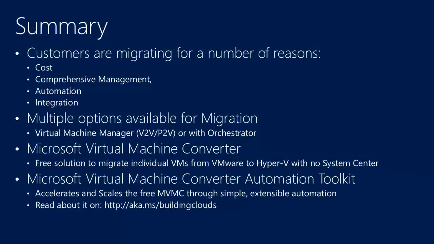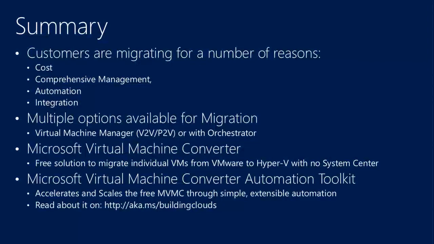But it does have some limitations. It won't do Linux, for instance. It won't migrate 2012 as a guest OS. And it won't support vSphere 5.1 at this time. But if you want to convert and scale that out, then you're good to go with the MVMC Automation Toolkit, or the MAT. So that will accelerate, it'll scale, it's easy to deploy, and with the documentation and the guidance on the blogs, you're going to be able to learn how to do it very, very quickly.